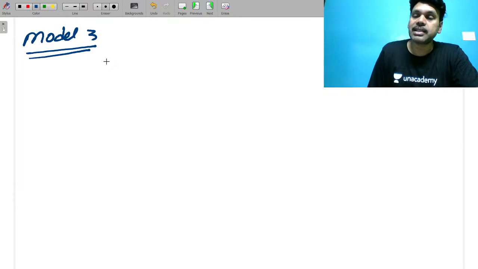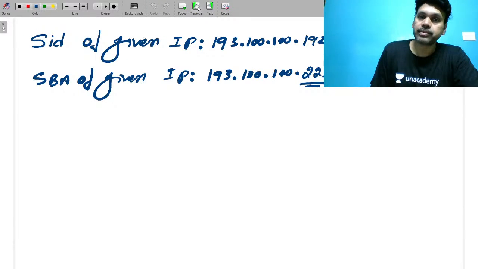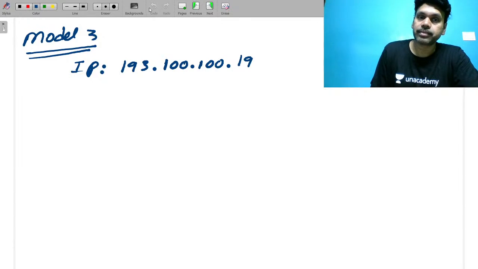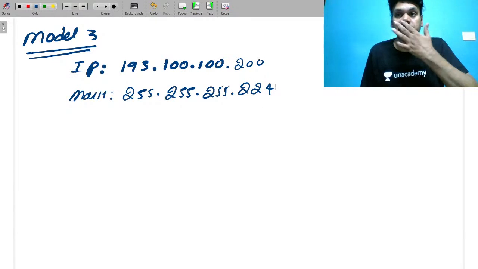Model 3, finding a subnet ID. Let us take the same 193.100.100. The given IP is 193.100.100.200. So I am taking the same question in a different model. Your mask is given as 255.255.255.224. Same question I am doing in a different way.